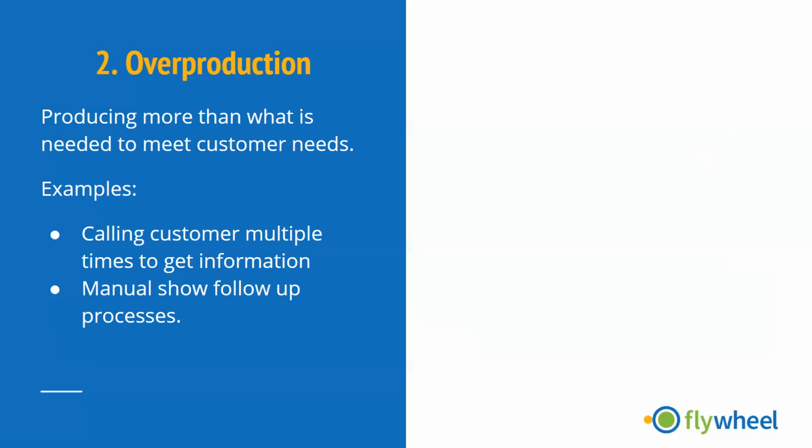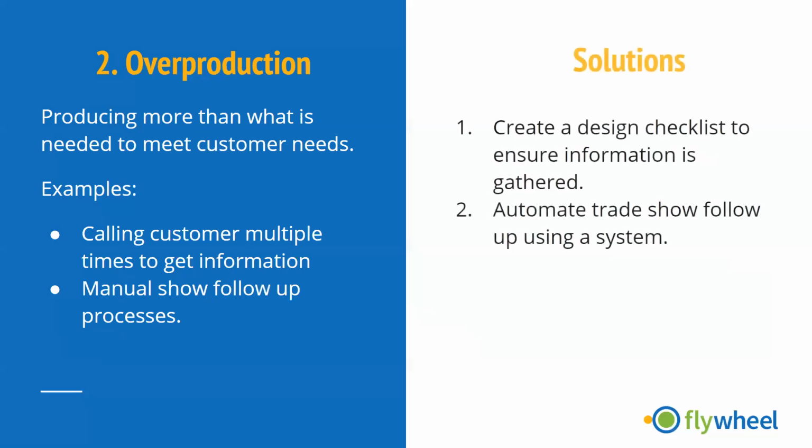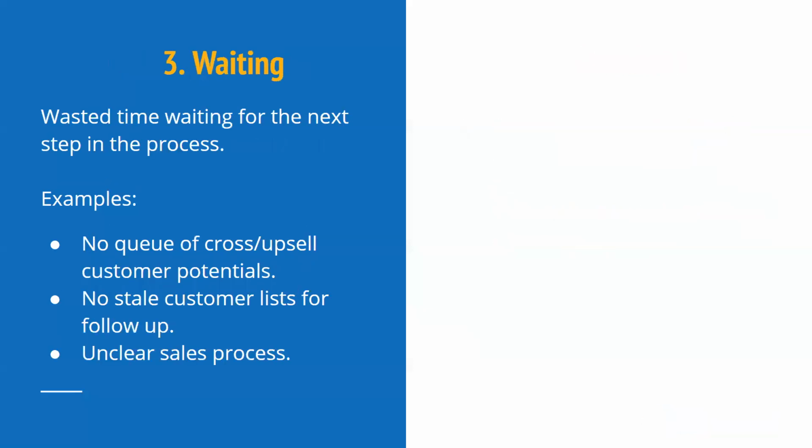And then manual trade show follow-up processes. If you're going to trade shows, especially if you're in an environment where it's competitive, you want to be following up with every single lead. You want to be touching them 3 to 5 times, and you want to do it in an automated fashion, or as automated as possible, so that that customer has the best experience with their brand. So here's what we recommend you do: create a design checklist and then automate trade show follow-up using a system.